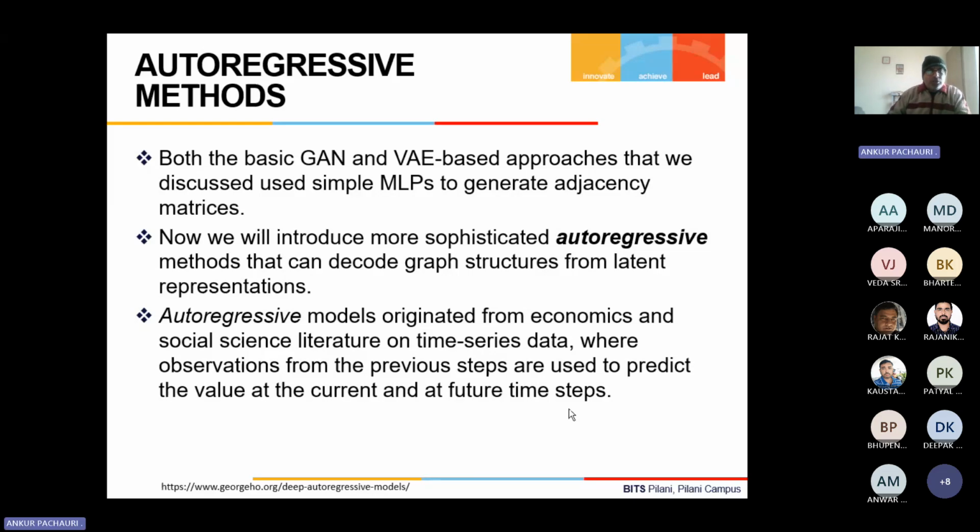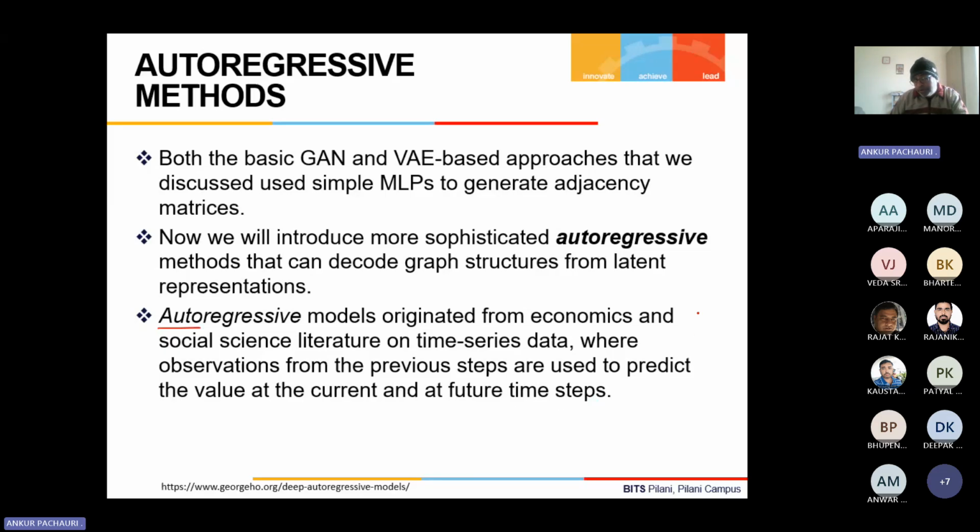Both the basic GNN and the variational autoencoder based approach that we have discussed just now use simply a multi-layer perceptron to generate the edges. Now we'll introduce a more sophisticated autoregressive method that can decode the graph structure from the latent representation. Autoregressive models originate from economics and social science literature on time series data, where observations from the previous steps are used to predict the values at the current and future time steps.